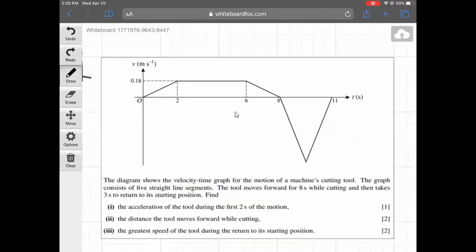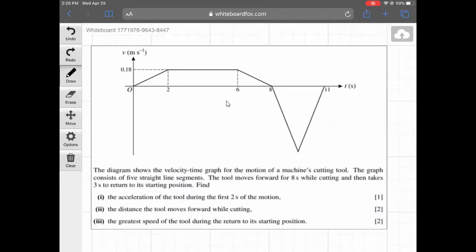So first of all, let's read the question. We've got a diagram showing a velocity time graph, and it's for the motion of a machine cutting tool. So this could be like an engraving machine or a laser cutting tool, or one of those 3D printers. And the graph consists of 5 straight line segments. The tool moves forward for 8 seconds while cutting, and then takes 3 seconds to return to its starting position. Find the acceleration of the tool during the first 2 seconds of motion.